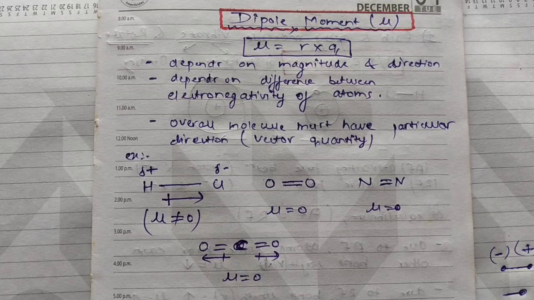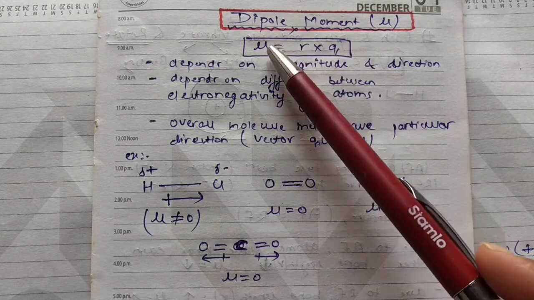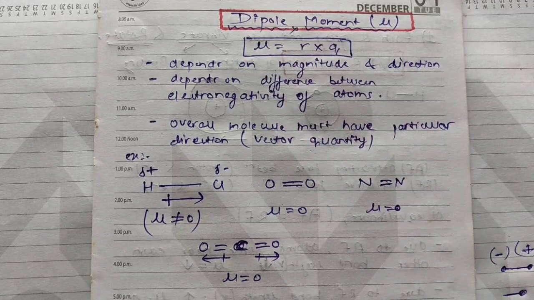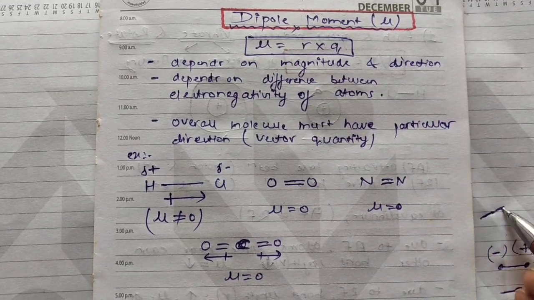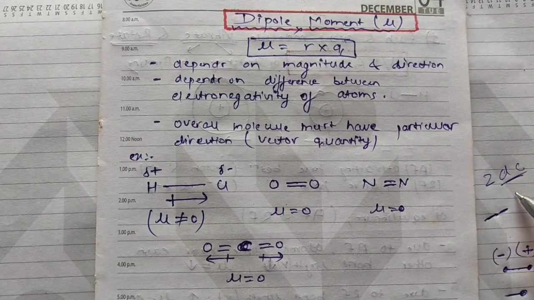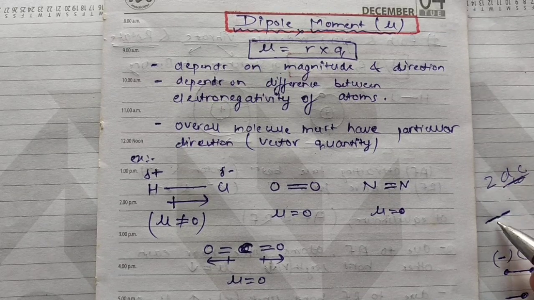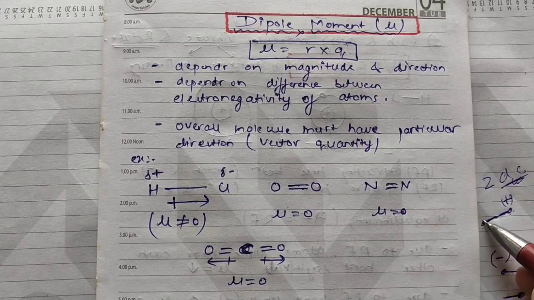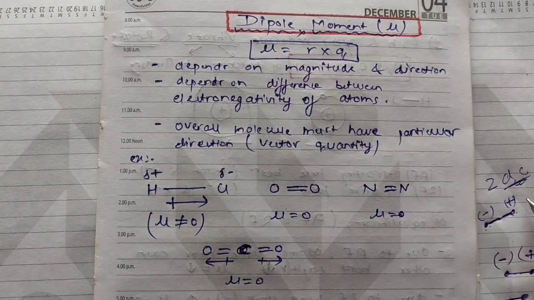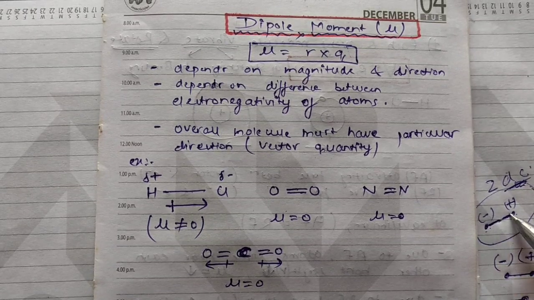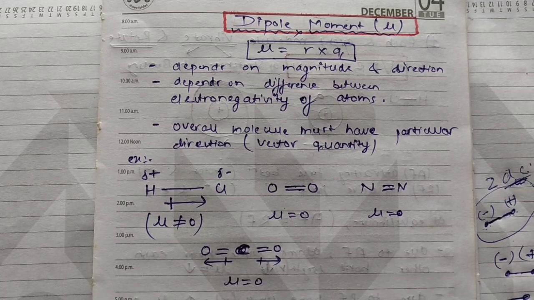Now, the next basic term we should know about is the dipole moment. What is this dipole moment? First, we should know what the term dipole represents. Dipole means there is one pole. Di means there are two different charges, at the two ends of the pole. If at one end there is a positive charge, then at the other end there is a negative charge. That is known as dipole.